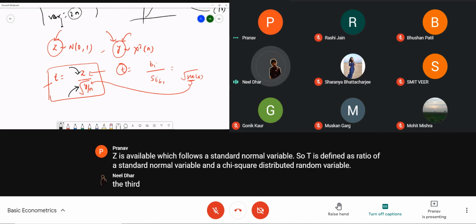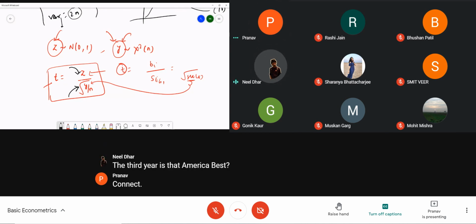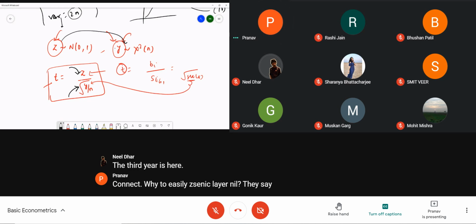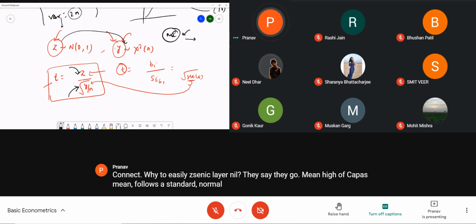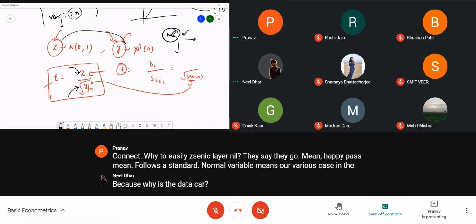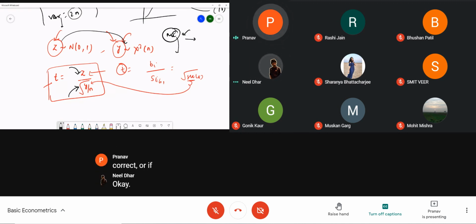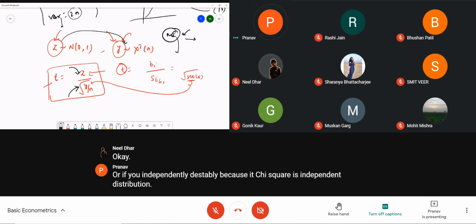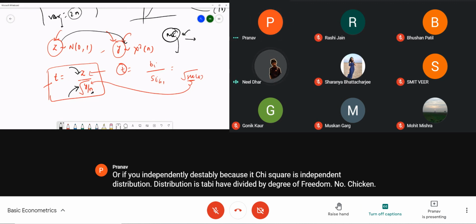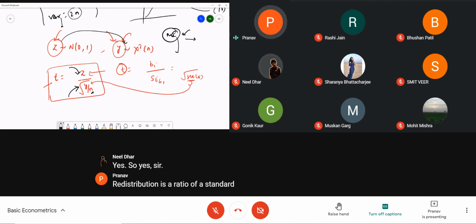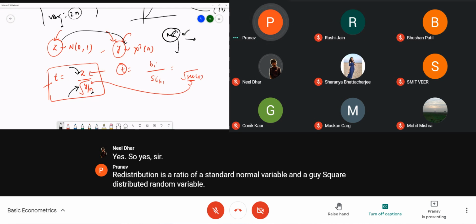तो सर ये z हमें निकालना आता है, हम ये y कैसे निकालेंगे अगर हमारे पास कुछ डेटा हो तो? y तो इजीली z से ही निकलेगा ना नील। जैसे देखो मीन है आपके पास, मीन फॉलोज अ स्टैंडर्ड नॉर्मल वेरिएबल, मीन से आप वेरिएंस कैसे निकालते हो? अच्छा सर, आप बोल रहे हो क्या y इसी डेटा का chi स्क्वायर है? करेक्ट। और ओके, दोनों इंडिपेंडेंटली डिस्ट्रीब्यूटेड, ऑब्वियसली बिकॉज ये chi स्क्वायर तो इंडिपेंडेंट डिस्ट्रीब्यूशन है इससे, तभी आई हैव डिवाइडेड बाय इट्स डिग्री ऑफ फ्रीडम, n। ठीक है? यस सर, यस सर। T distribution is a ratio of a standard normal variable and a chi-square distributed random variable. चलेगा? चलेगा all of you?